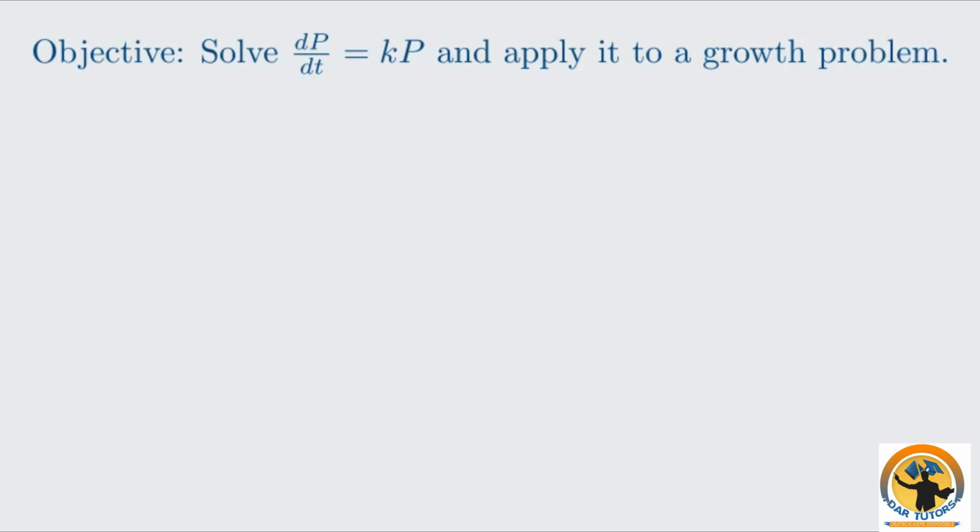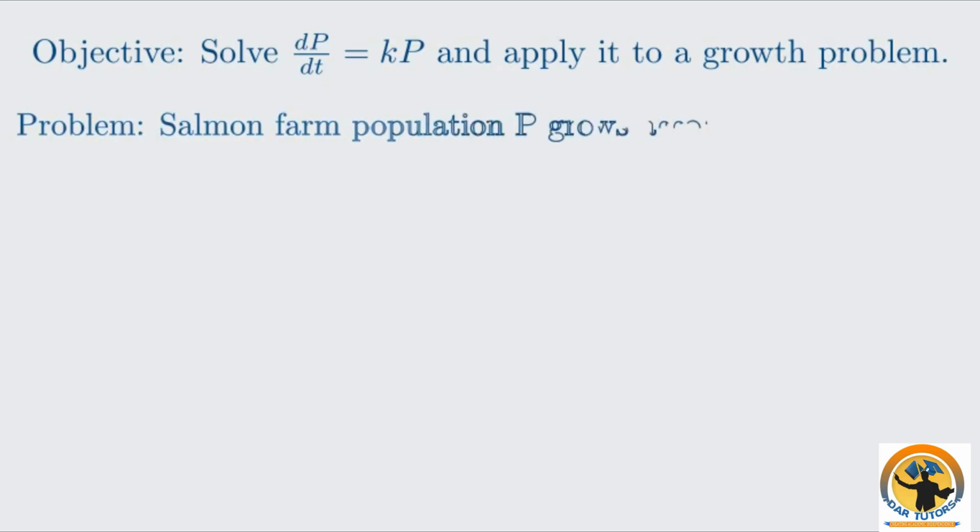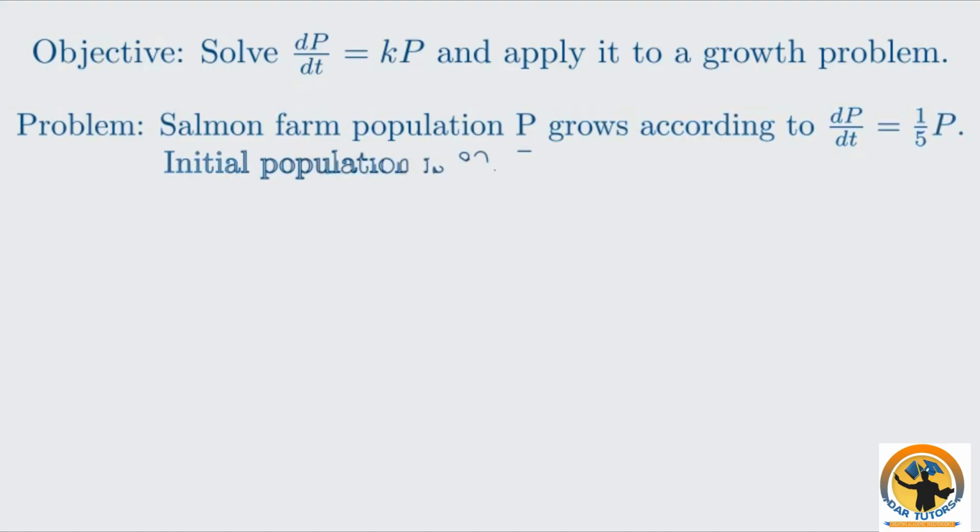Let's consider a problem. A salmon farm has an initial population of 80. The population grows according to the differential equation dP/dt equals 1/5 P, where t is time in years. We need to find an expression for the population P in terms of t, and then find the population after 10 years. The differential equation dP/dt equals 1/5 P is separable.